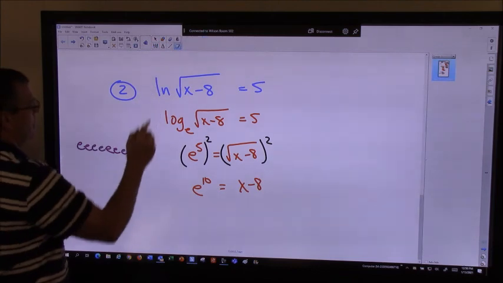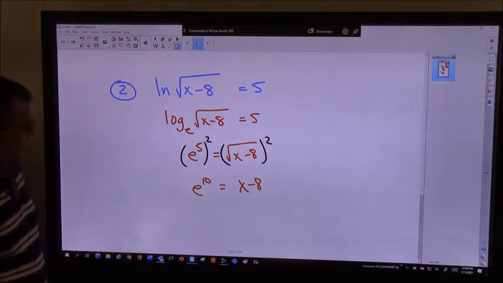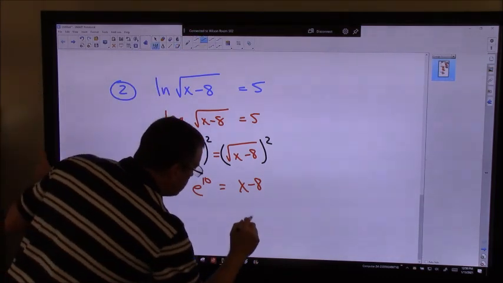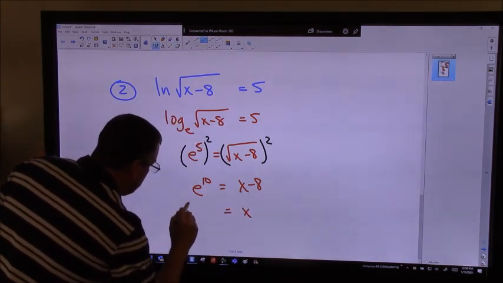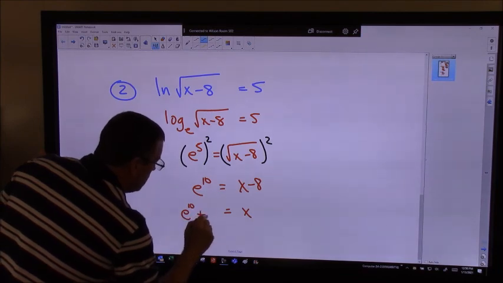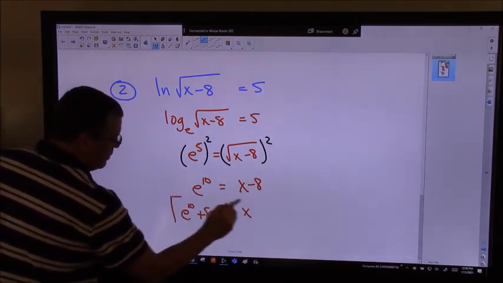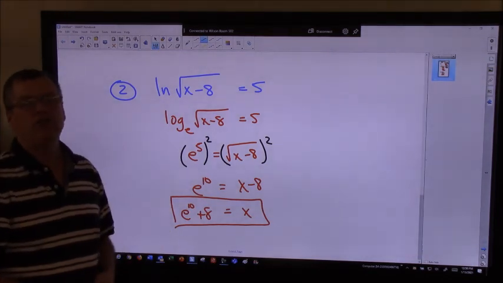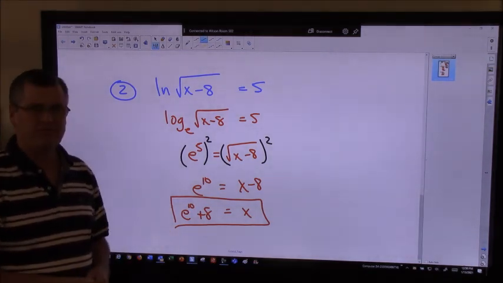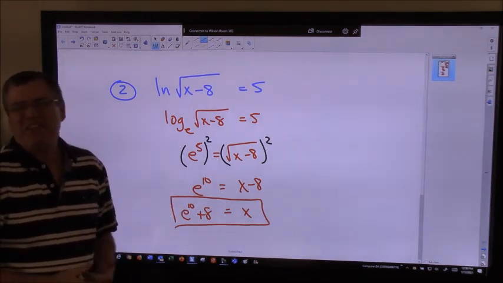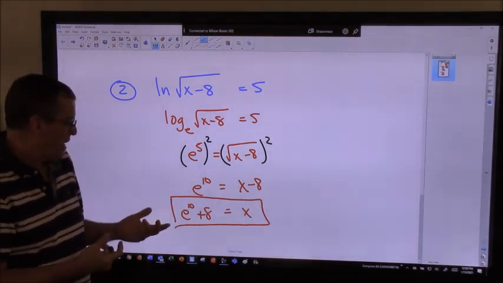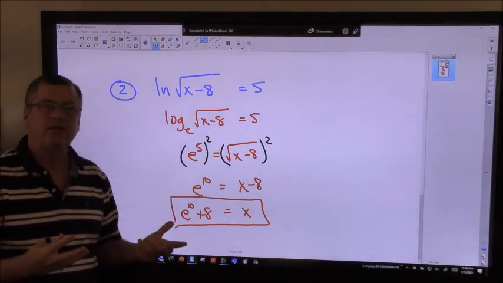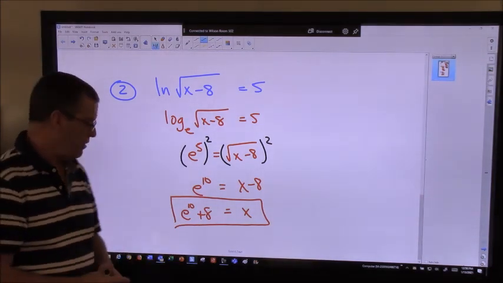All right. So now I just have to add 8 to both sides. So x equals e to the 10th power plus 8. There it is. There's my answer. That's an exact answer. Do I know what it is? I've got no clue. I don't even care. I mean, I care, but not enough. I don't feel like I have to punch the calculator buttons to see what that is. But if somebody does, that's okay.